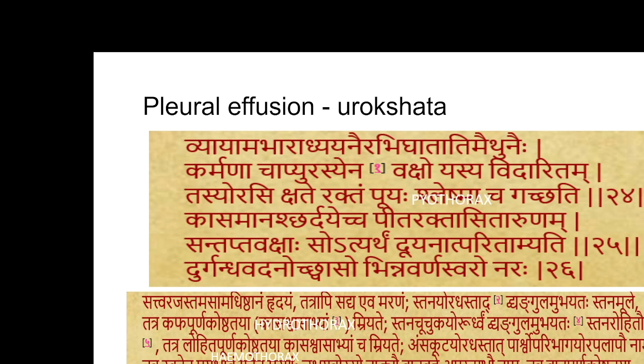And where there would be kaphapurnataya, hydrothorax-like conditions, such as congestive cardiac failure and renal failure, where there will be fluid accumulated over the area. And that's the typical sign of stanamula marma abhighata lakshanas. Stana chuchuk urdhvam dvangulam ubhayata stanarohita, tatra lohita purna koshthataya kasa shwasabhyam mriyate. In the stanarohita marma abhighata, there would be a blood-filled cavity in the chest, and hemothorax is described.